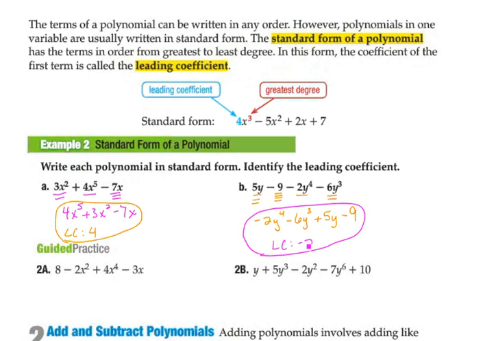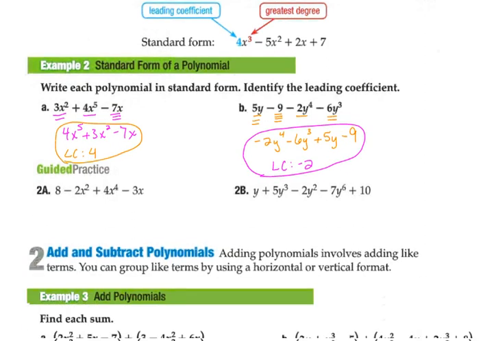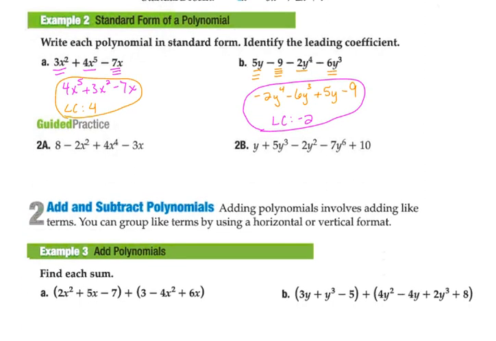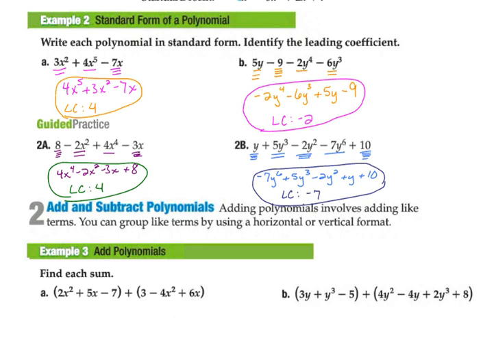Okay, vocab words, getting very used to these because we are going to see them a lot in next chapter. So go ahead and do guided practice 2. Just remember greatest to least degree doesn't deal with coefficients. So don't look at this and say 8 is the biggest number, that goes first. We go straight for those degrees and then we go down from them. Then we look at that leading coefficient, the number out front. The lead dog is 4, lead dog is -7.